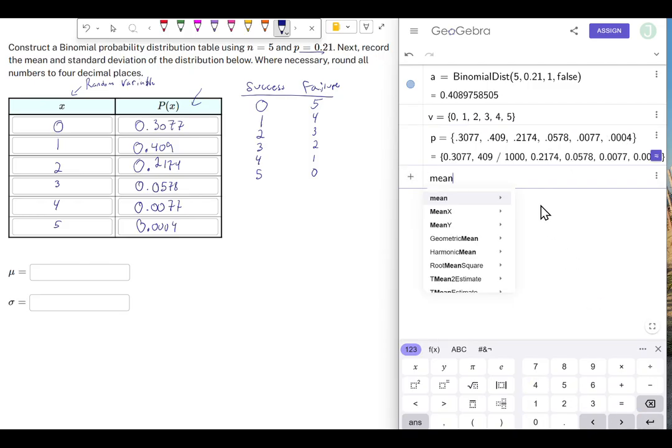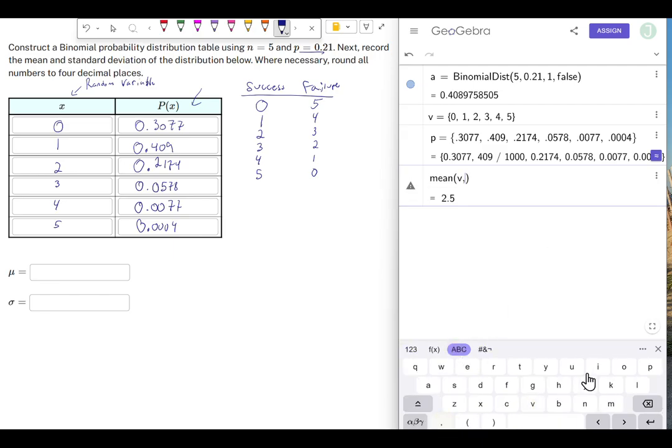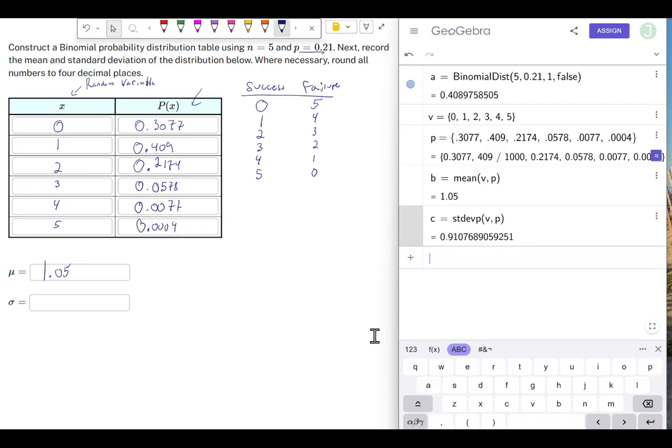And now we can find the mean of v comma p. I should be using the on-screen keyboard, even though I'm using my laptop. So that means that the mean here is 1.05. And then we could find the STDEV of the population, because we need to deal with population variables when we're calculating these, of v comma p, so we're using both values here, and that gives us the standard deviation of 0.91.